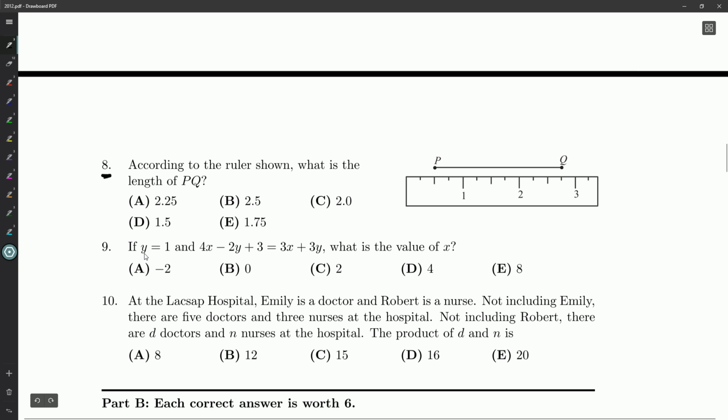In this video, we're looking at question number 8 on our 2012 Pascal. According to the ruler shown, what is the length of PQ? Okay. So I've got a nice ruler here. I see 1, I assume centimeters, 2, 3. They don't actually have to be centimeters. Nobody's telling me the unit of measurement. But I can also see we've got these tinier notches here.